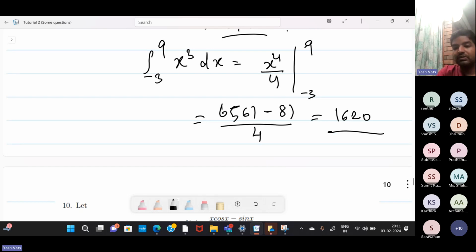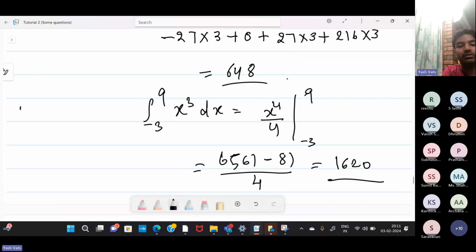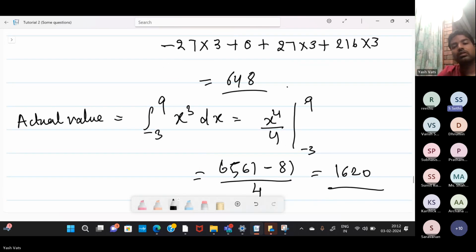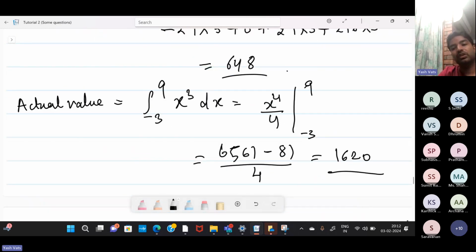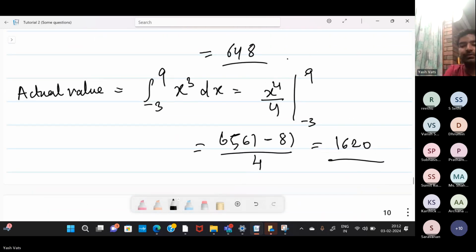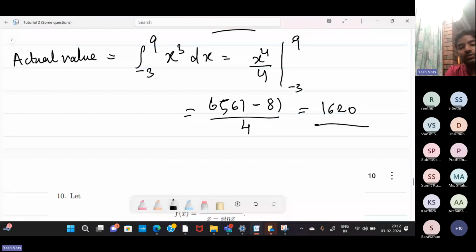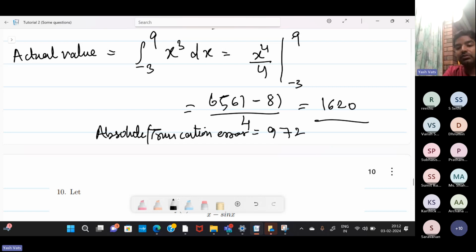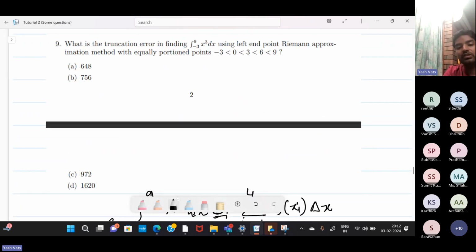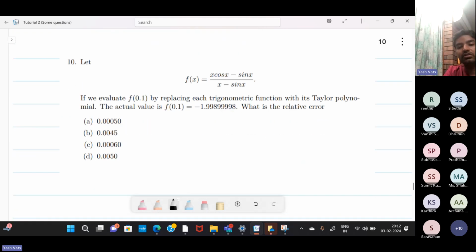So what should be the absolute error? This is the actual value, 1620. 972? Yeah. So 1620 minus 648. In this case, truncation error is just the same as absolute error. It's 972. That is correct. It's just an easy question.